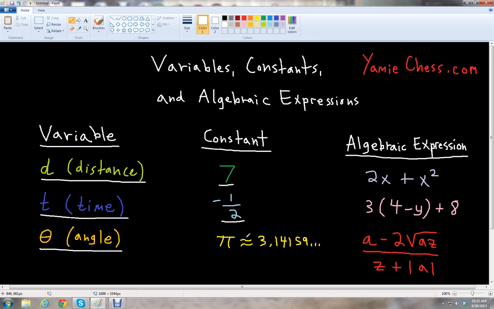And we also have the irrational number pi, which is 3.14159, etc. This is also an important constant that you use when finding circumference, area, and volumes dealing with circles and spheres.